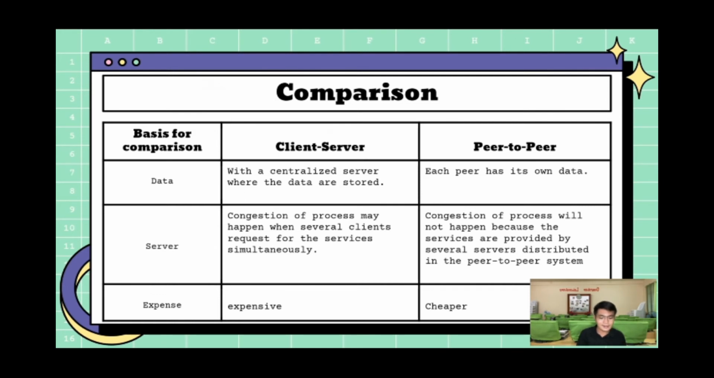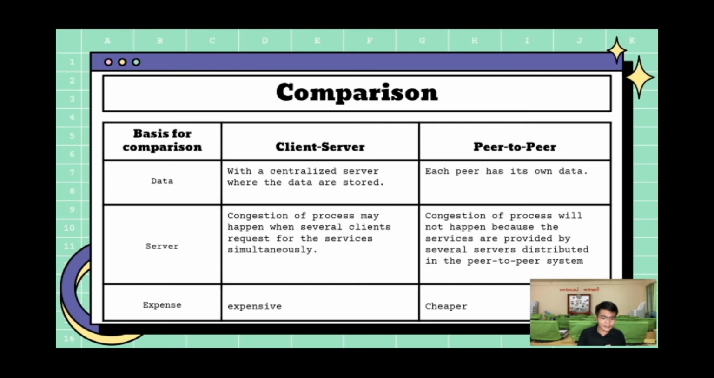Server as a basis for comparison. Sa client server natin, congestion of process may happen when several clients request for the services simultaneously. Pag sinabi ng congestion dito, nagkakaroon ng parang traffic sa pag-respond ng mga request. For example, we have 10 client computers na connected sa ating server. Ngayon, yung 10 client computers na yon ay nag-print sabay-sabay. Nag-request for printing ng sabay-sabay kay server. Ngayon, dito, nagkakaroon ng traffic para babagal yung process ng printing.